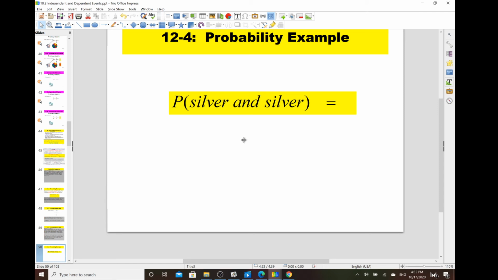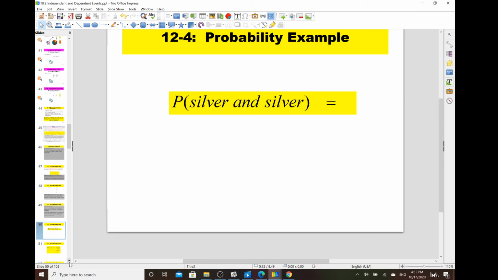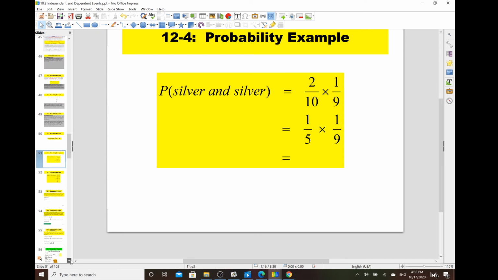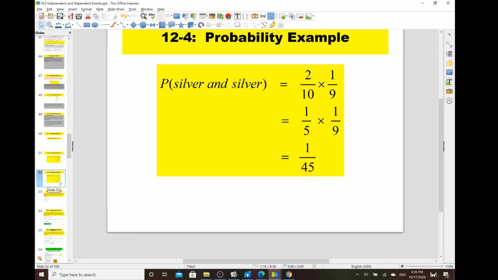Okay, so that's why it's 2 over 10, 2 silver marbles out of the total 10 marbles. Since you picked one already, you're not going to put it back in the bag. And the other one would be 1 over 9. So 1/5 times 1 over 9, because 2 over 10 is 1/5 after you reduce. So it's 1 over 45.